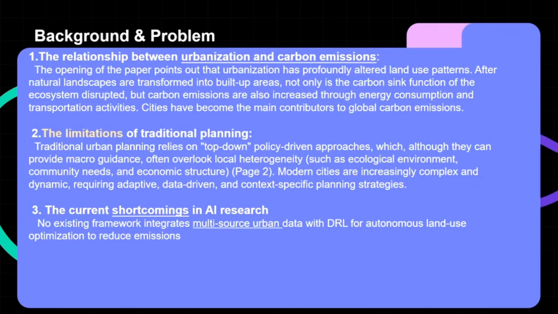Traditional planning methods are static and cannot adapt to dynamic city systems, while existing AI models can predict emissions. They cannot generate actionable spatial strategies through sequential decision-making. This creates a critical research gap that the study aims to fill.